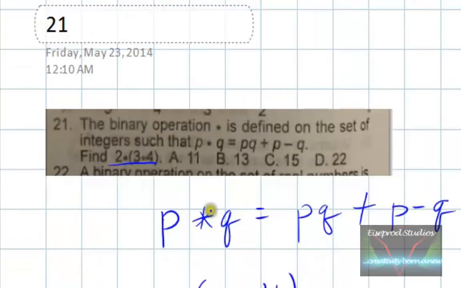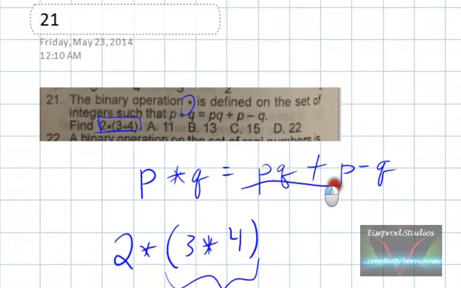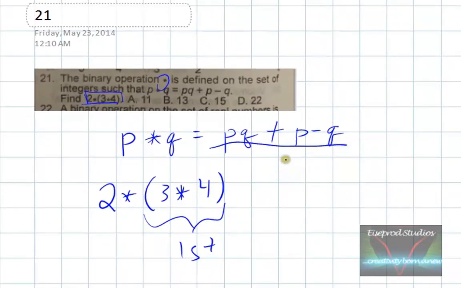Question 21 asks about a binary operation, star, and it says that it's defined on a set of integers such that p star q is equal to pq plus p minus q. And then it wants us to find the answer for 2 star (3 star 4). So essentially they're giving us this new rule, and they're seeing if we can follow our normal order of operations. So parentheses are obviously going to be the first thing that we do here. So we're first going to evaluate what 3 star 4 is.